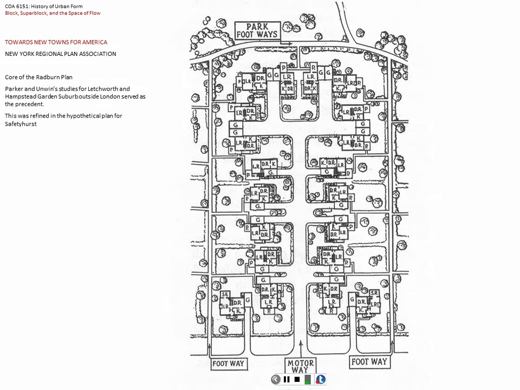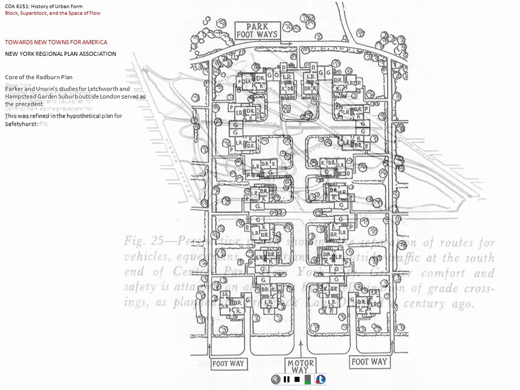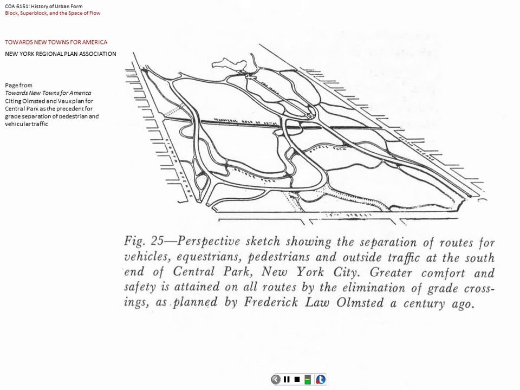And in Paris, in the 19th century, they were the alleys that allowed you to access the interior of the block for service, so that you could take out the garbage from a restaurant and service toilets and do other kinds of things. They seized upon this as a device that would then allow pedestrians to be separated out into a pedestrian zone and automobiles to be confined to this auto court, which came off of a street called a motorway. Stein and Wright cited the Olmsted and Vaux plan for Central Park as the precedent for separating routes for vehicles, horses, pedestrians, and outside traffic at the south end of Central Park.